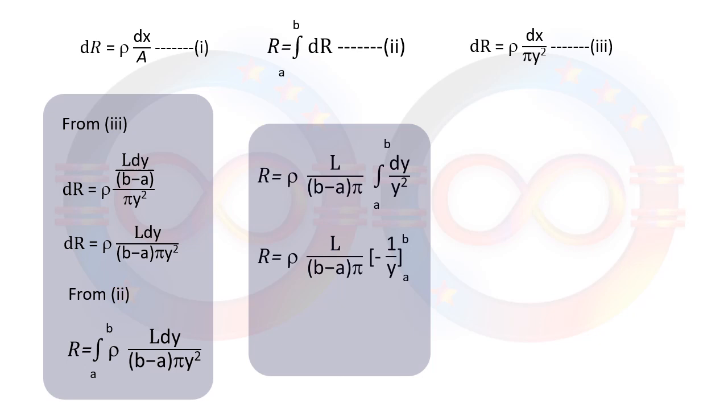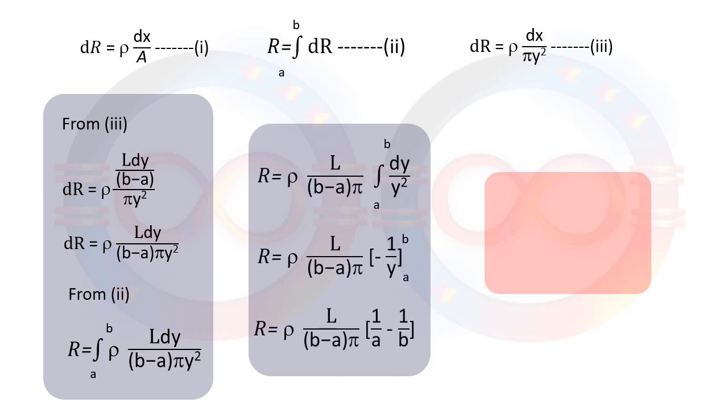and we have to put the upper limit as well as the lower limit. Because the negative sign is there, we can put the limit as lower minus upper, and it is 1 by a minus 1 by b. So once we simplify this, LCM will be ab, and then it is b minus a, the b minus a term would get cancelled, and the resistance which comes out here is rho L upon pi into ab.